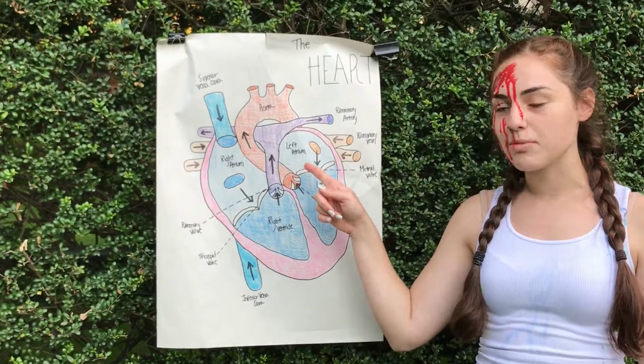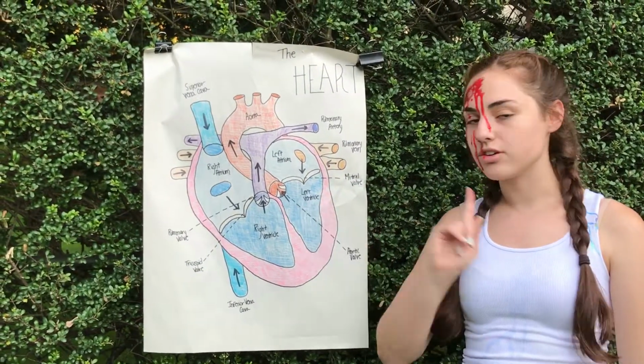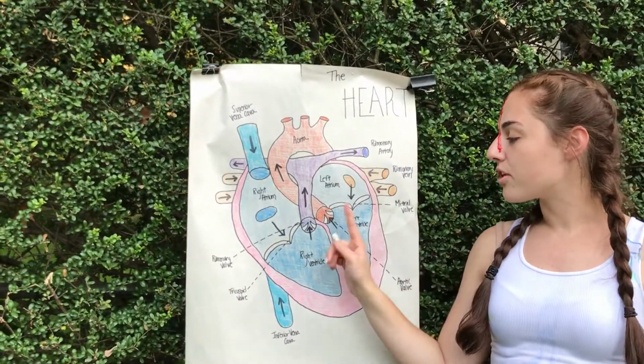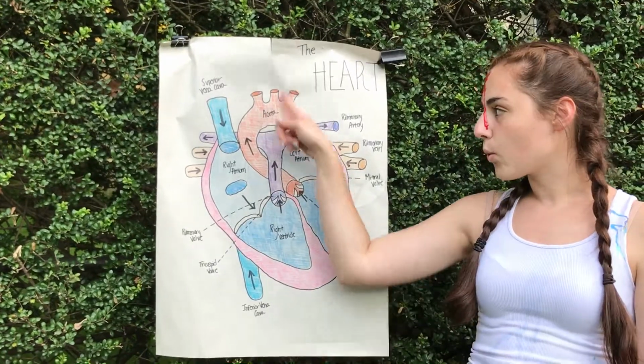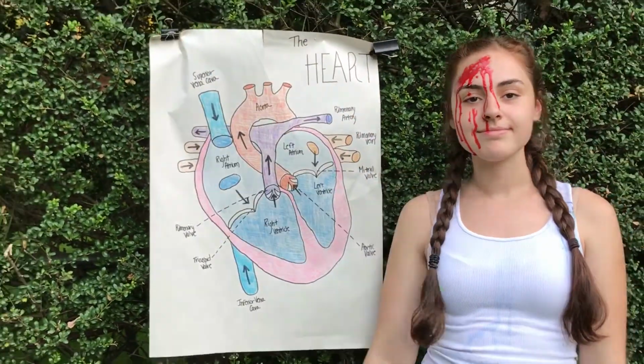Once in the left atrium, blood flows through the mitral or bicuspid valve and into the left ventricle. Then blood from the left ventricle moves into the ascending aorta through the aortic semilunar valve. Lastly, blood moves out of the aorta and is distributed to the rest of the body.